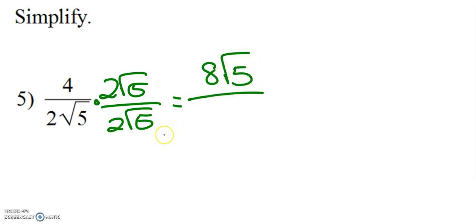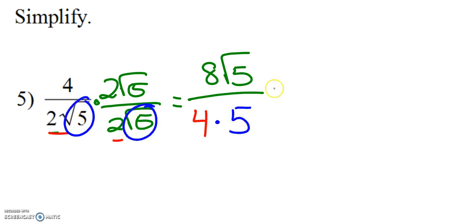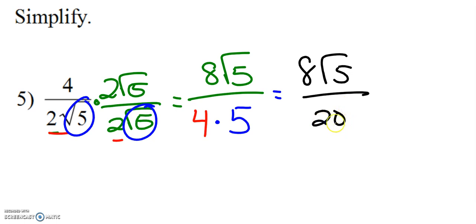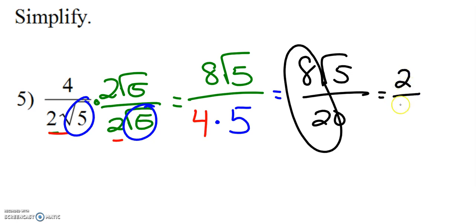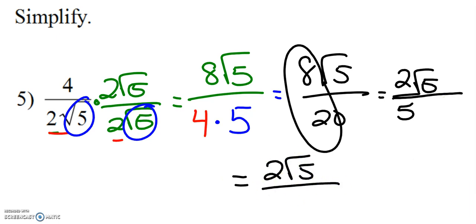And on the bottom, I can multiply what's outside the radical together. So I can multiply the 2 and the 2 together. That'll get me 4. And then radical 5 times radical 5 just gets me 5. So when I simplify this, I get 8 radical 5 divided by 20. And this right here will simplify to 2/5 radical 5. So your answer is 2 radical 5 divided by 5.